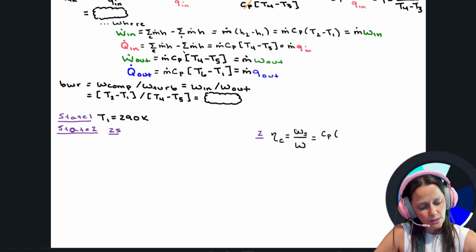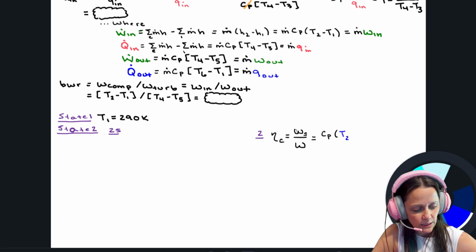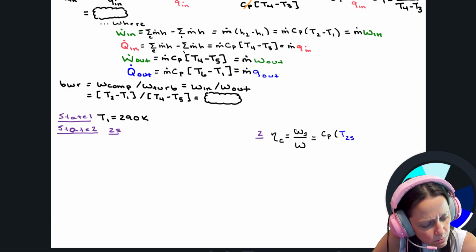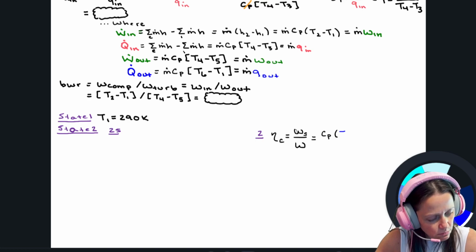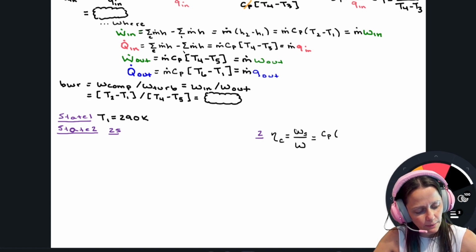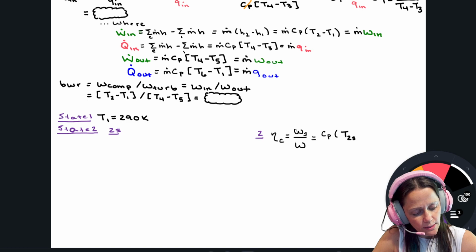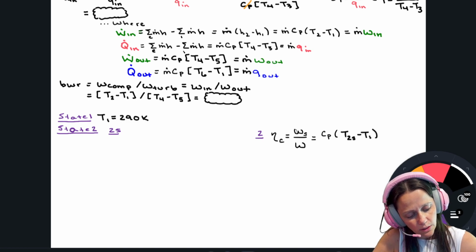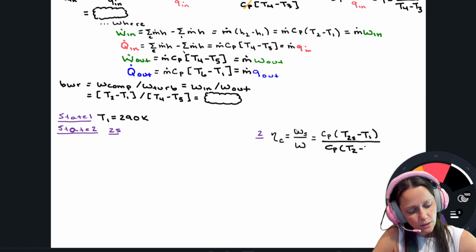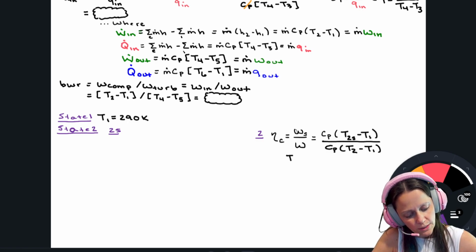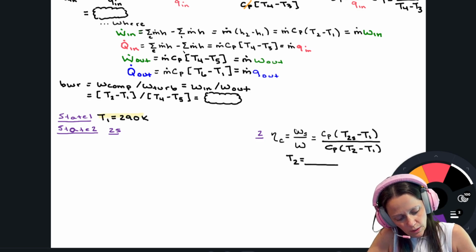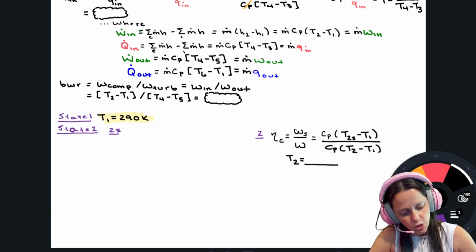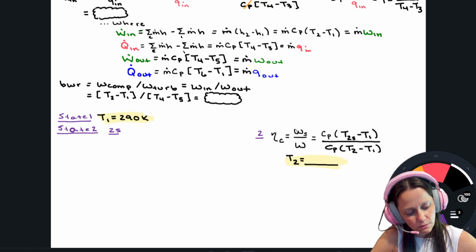All right. So this is going to be a CP delta T, CP T2S, one in blue, one in black, T2S minus T1 over, and now I have a CP T2 minus T1. So once I get that T2S, I'll be primed to get T2. So when I plug things into my equation sheet, my governing equation, that's what I'm going to be using.